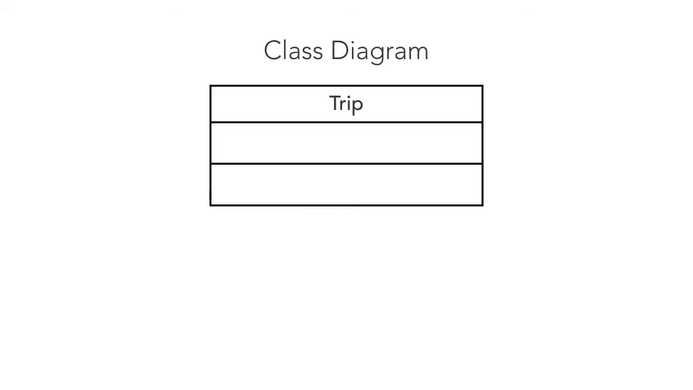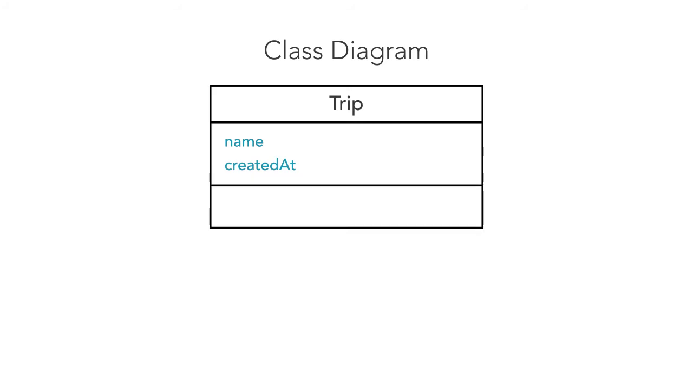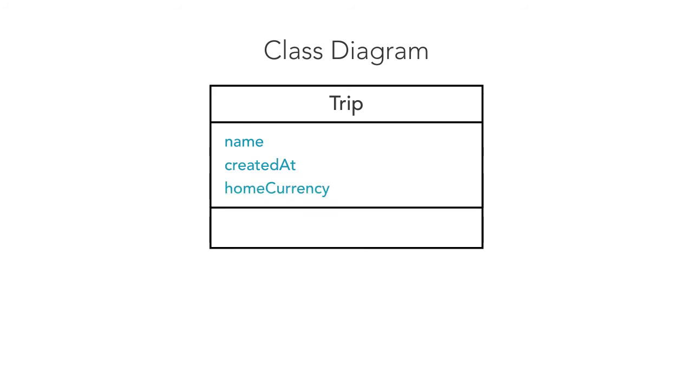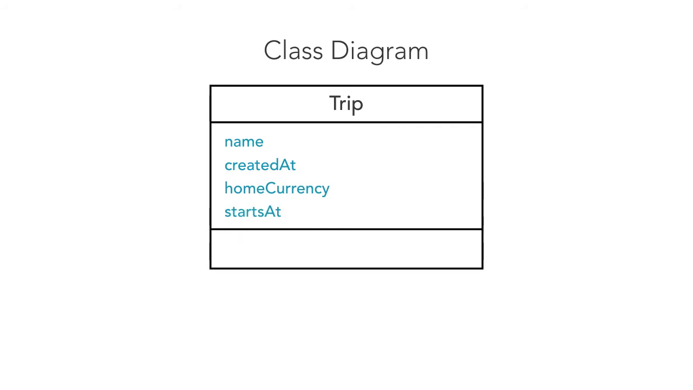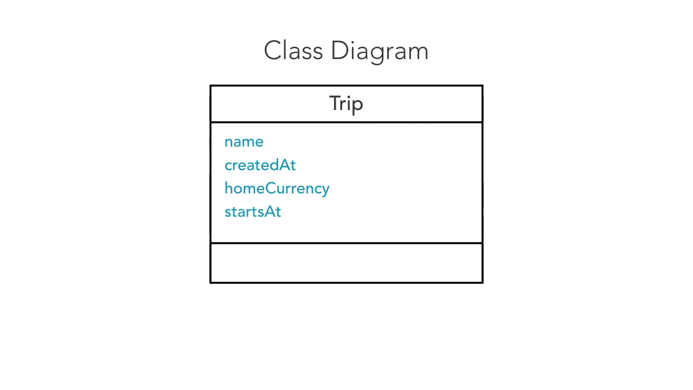Let's fill the other 2 compartments too. The next one lists the attributes. The attribute names should be concise and they should follow the lower camel case format. That is, with the first letter lowercase and the first letters of subsequent words in uppercase. A trip has a name. It has a creation date. Let's call it createdAt. It needs to have a home currency, a start date, startsAt, and an end date, endsAt.